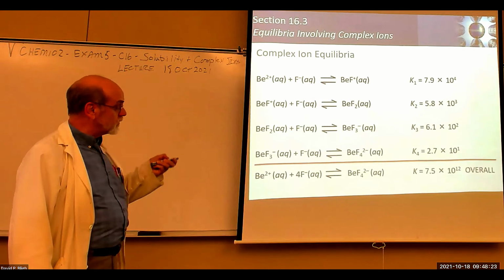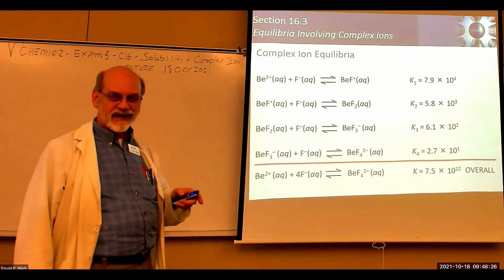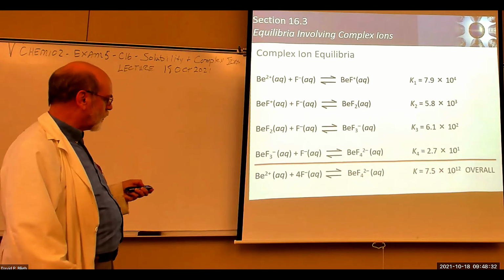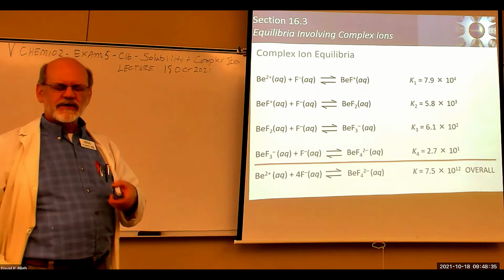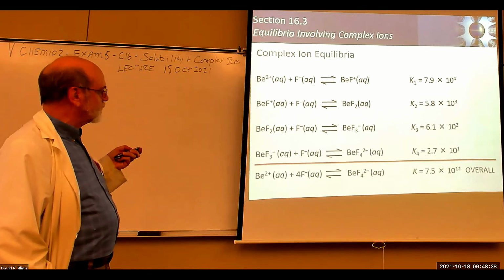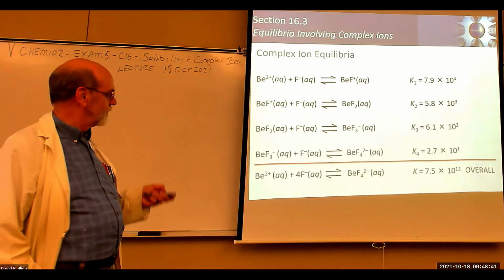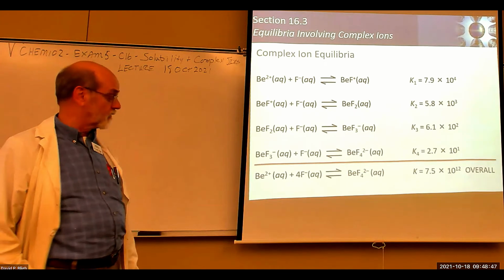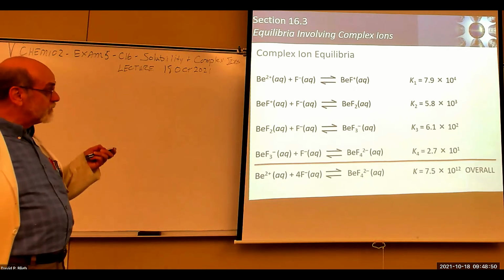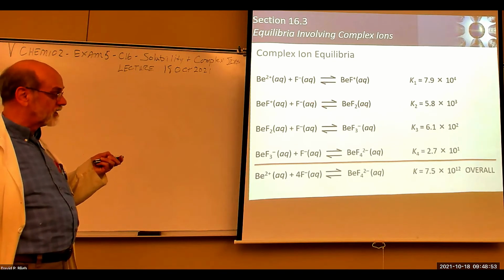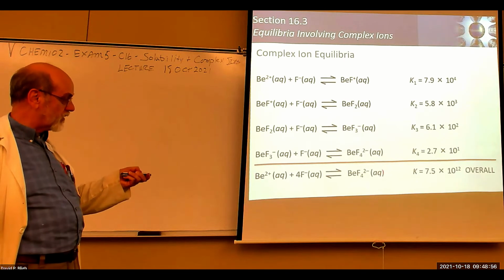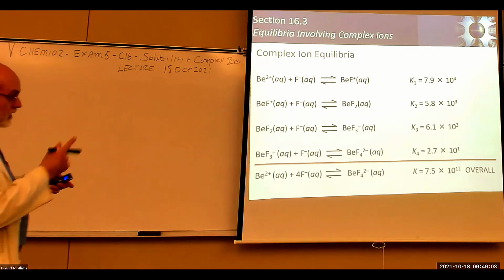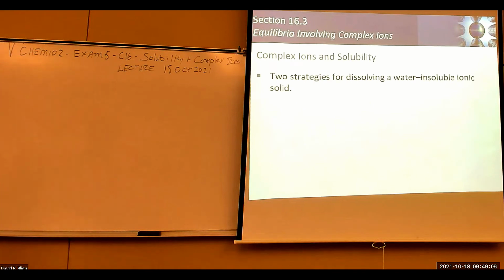So when we add these reactions, what do we do with the Ks? Remember, multiply them. Multiply these Ks together, and you get 7.5 times 10 to the 12th for this overall reaction. So what is the end result of beryllium and fluoride in solution? Beryllium with 4 fluorines and a 2- charge. Okay? So it may take these individual steps, and they can be determined, but for all intents and purposes, you've got nothing but this in solution. Okay? That's the moral of that story.